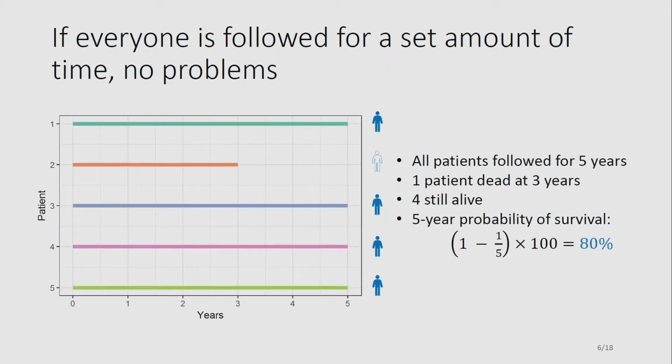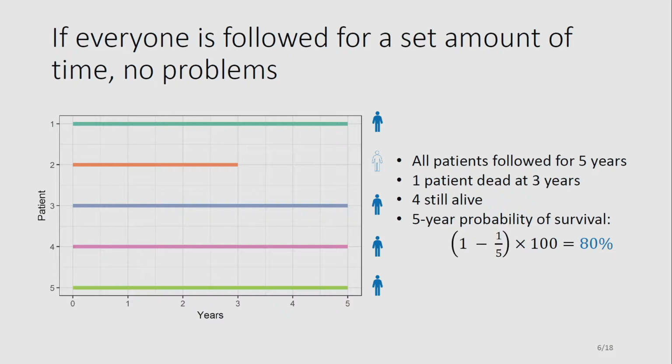So just a very simple example to start. We have 5 patients here, and let's say we're interested in the 5-year probability of survival. Well, patients 1, 3, 4, and 5 were all followed for the full 5 years. They were alive at the end of that 5-year follow-up. And then patient 2 died at 3 years. So this is pretty straightforward. We can just take the proportion of patients who died, 1 out of 5, and estimate the 5-year probability of survival of 80%.